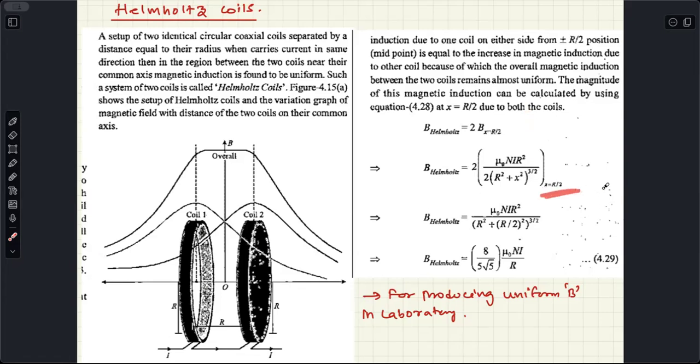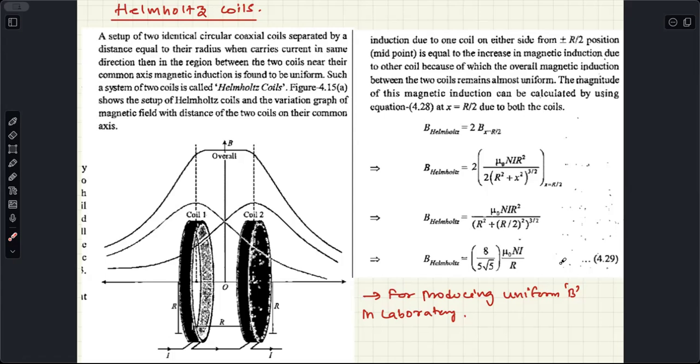Now substitute x equal to r/2 here. After substituting, you will get this relation. Remember, this is a uniform magnetic field. Remember, in the laboratory, I usually tell you about an inward constant magnetic field. Where will you get that, man? This one.